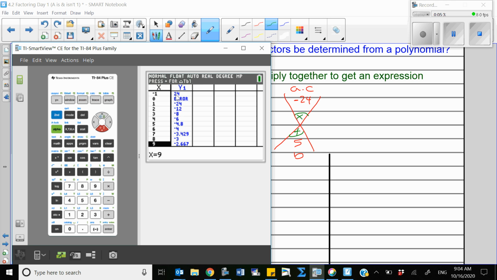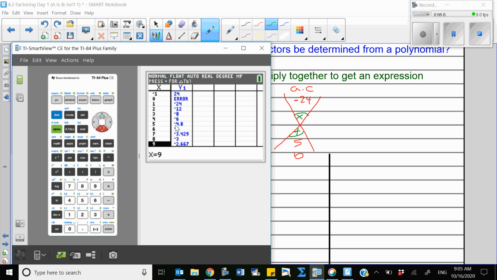Negative 1 times 24 will be negative 24. But if I add them, do I get 5? No. Next one is error. Next one is 1 times negative 24. Again, they multiply to negative 24, but don't add up to 5. 2 and negative 12. Add up to 5? No. 3 and negative 8. Add up to 5? No, they don't. But if I just continue going forward, 4 and negative 6, again, don't add up to 5.